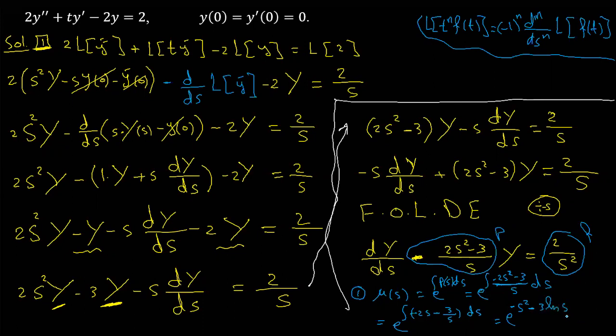Can anyone give me the answer here? The simplest form, it is e to the negative s squared times what? Help me please. Times what? S to the negative 3. S to the negative 3. You are right.